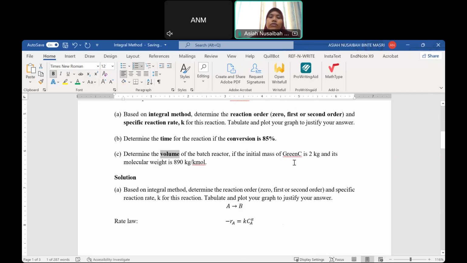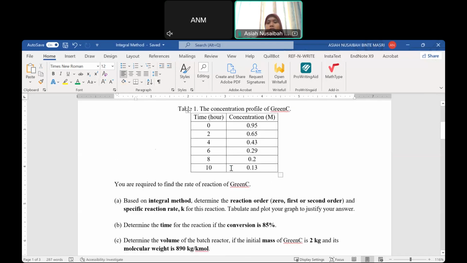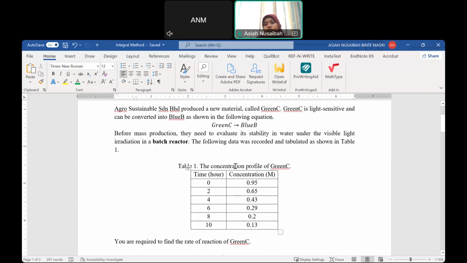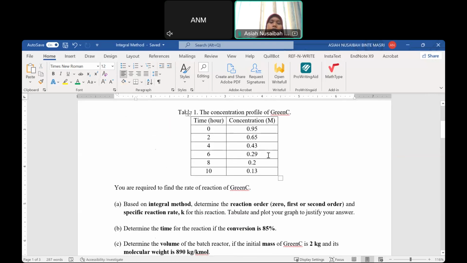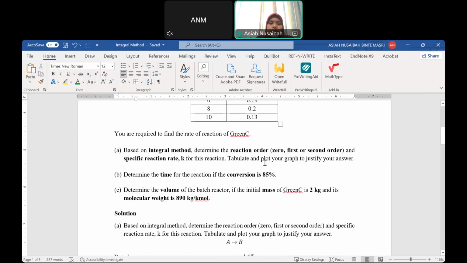If the initial mass of green C is 2 kilograms, and its molecular weight is 890 kilogram per kilomole. Okay, so we have all of this information. Let's go one by one. It's better if you try by yourself, since it's actually a very quick way to solve this problem. Try by yourself and see if you can get the same result as the one that I'm showing. Okay. All right, so let's proceed with the first question.